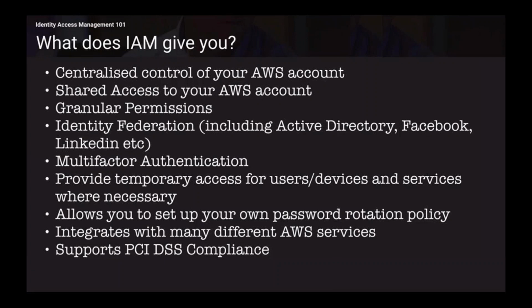Then the granular permissions. You can define up to what level a specific user will have access. We can also define, for a specific document that is getting uploaded on the AWS cloud, who will have access or who will not. So you can define it at the very smallest level what kind of access the user will have. And then the identity federation.